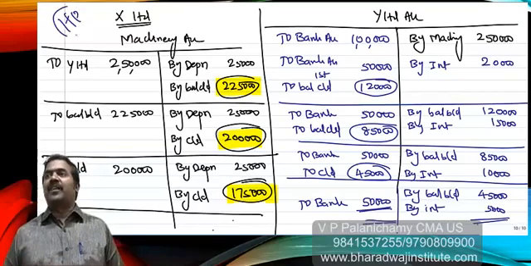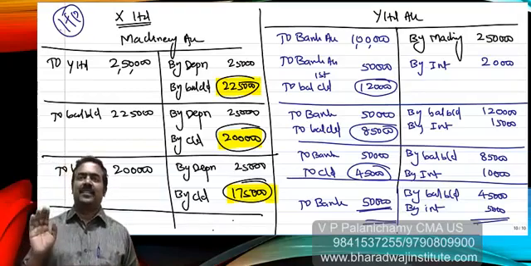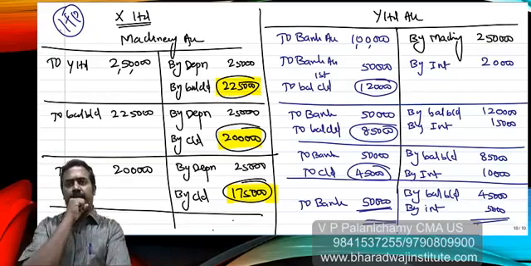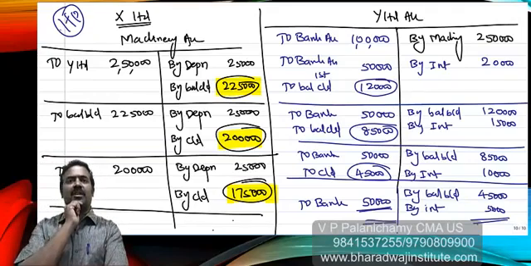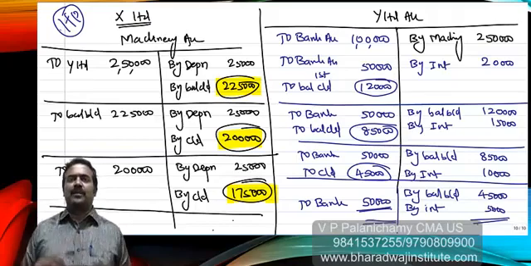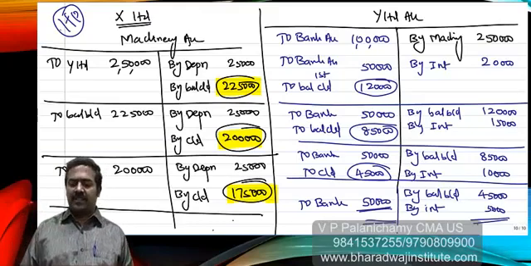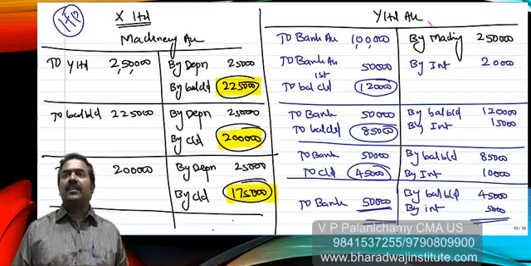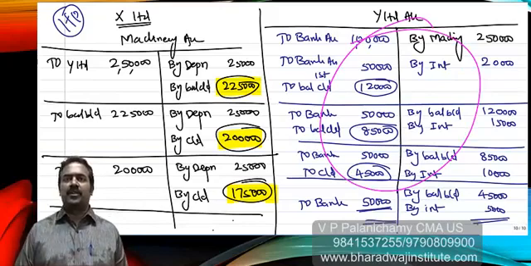Then, in the books of hire vendor, what will happen? Please pay attention. Simple to learn. Will he maintain an asset account? For the hire vendor, it is a stock in trade. He will not maintain an asset account. So he will maintain what? The hire vendor will maintain the hire purchaser account. It will be a mirror image of this account, a reverse one.